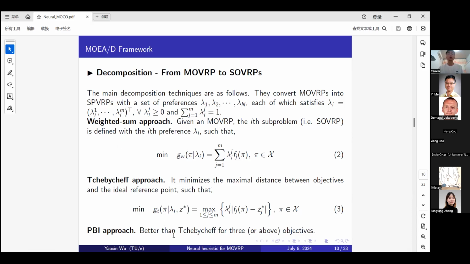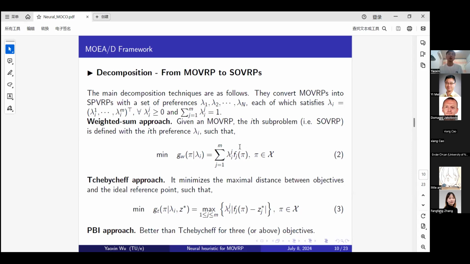So for different types of this decomposition approach, strictly speaking, if we just solve the group of single objective vehicle routing problems and get all the optimal solutions for these single objective VRPs, then we can obtain the Pareto optimal solutions for the multi-objective vehicle routing problems.